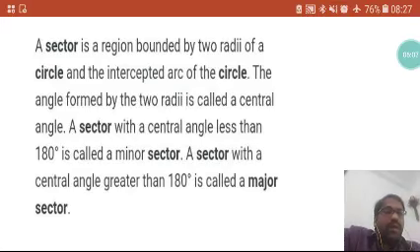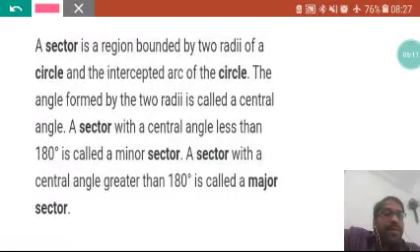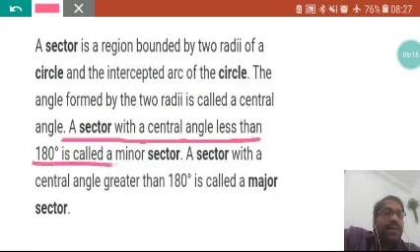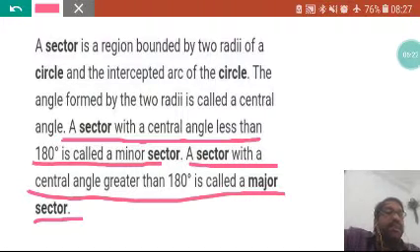Understood? Now, a sector with a central angle less than 180 is called a minor sector, and a sector with a central angle more than 180 is called a major sector. So it has two types. We have two types of sectors here. Understood?